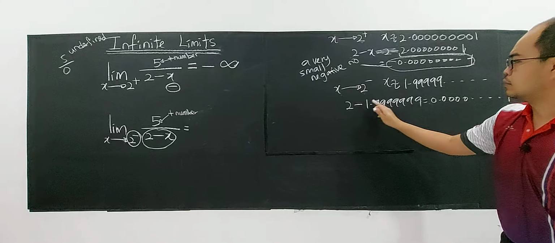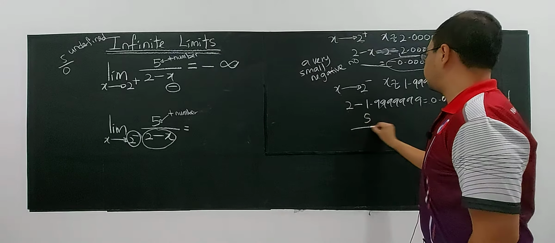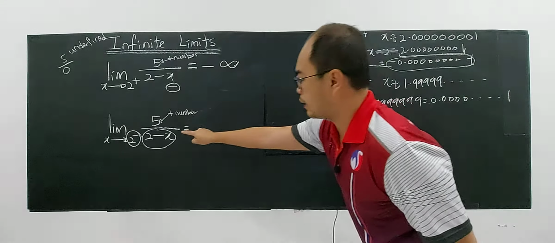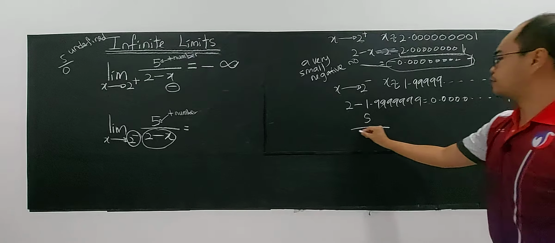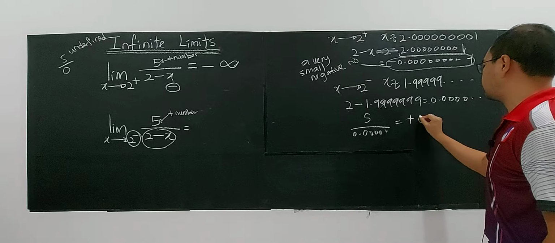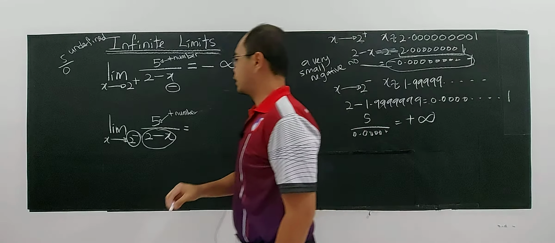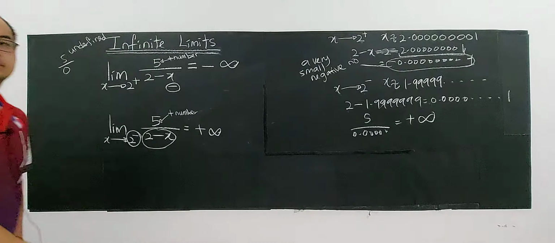2 minus this number, x is smaller than 2. So if you take 5 divided by 2 minus x, now 2 minus x is a very small positive number. You are getting positive infinity for this case here, right?